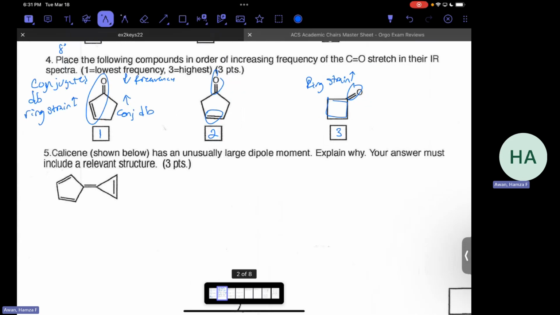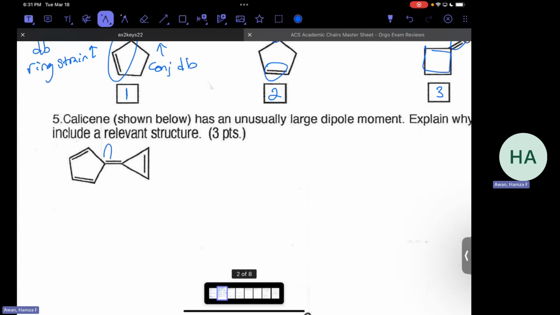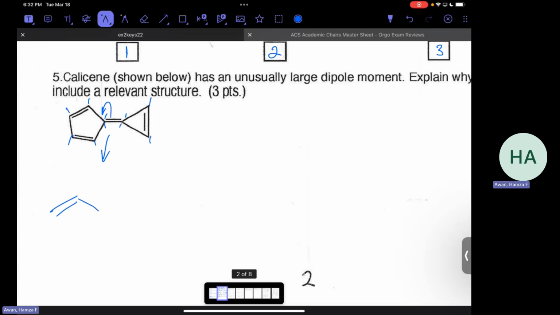So this is Calicene. It has an unusually large dipole moment, and it wants to know why. The first thing we should do is include a relevant structure. It's not very obvious, but what you need to do is move the double bond off to this side. This carbon is already sp2 hybridized. All the carbons in this entire thing are sp2. So we can use aromaticity to explain it. If we draw this arrow and show that we have this plus charge.